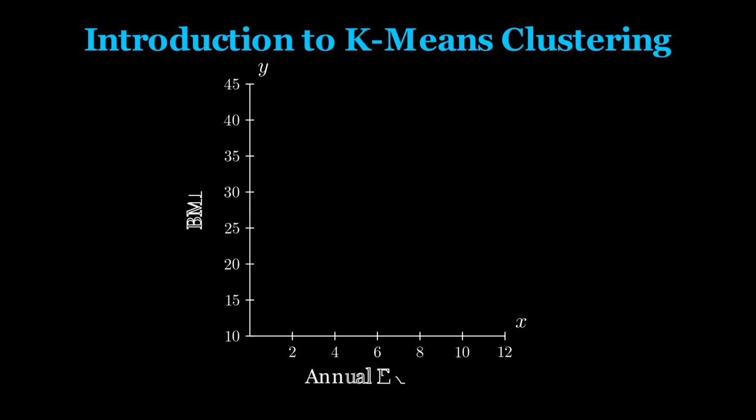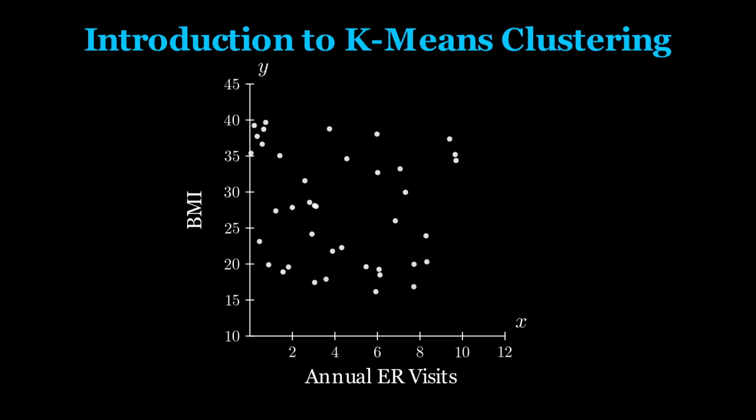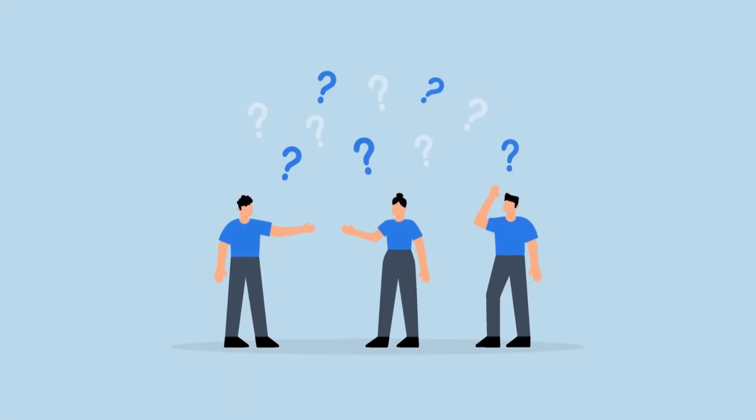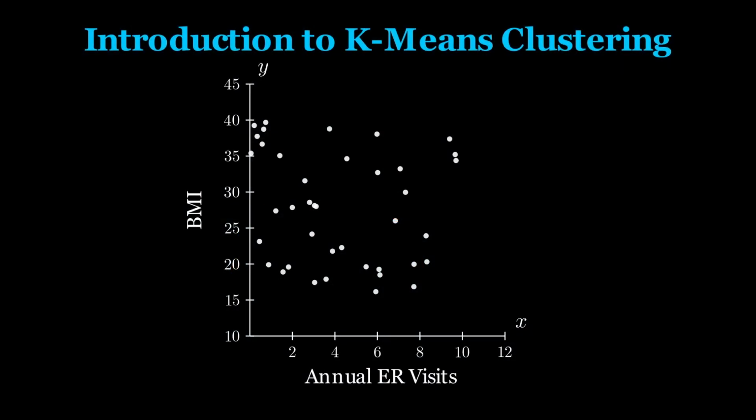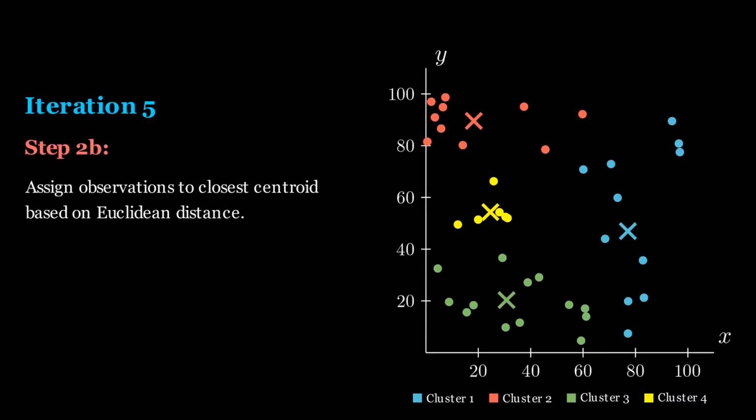Suppose we have 40 individuals, with each individual represented as a point in this two-dimensional plot. The x-axis represents annual ER visits, and the y-axis tracks body mass index. We want to organize this data into meaningful groups, since it's not obvious from looking at the raw data. How can we do this? This is where k-means clustering comes in. The k-means clustering algorithm helps us group data points by how similar they are to each other.